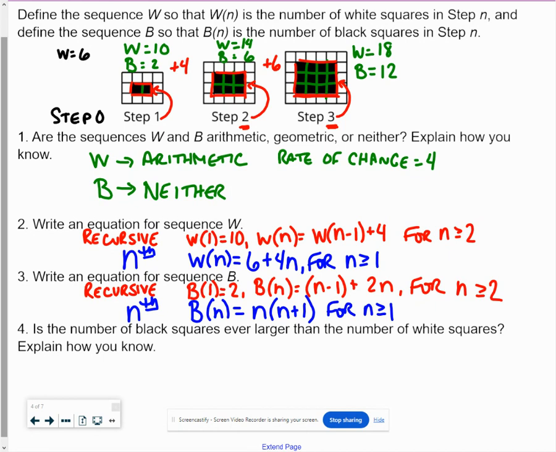Number 4 says, is the number of black squares ever larger than the number of white squares? Well, in these 3 pictures, it's not. But again, this is a multiplication. I know it's not exactly exponential, but I've got n times n plus 1. It's going to be growing pretty quickly. It's not growing at just a constant rate like my white squares were for the arithmetic sequence. So yes, it's absolutely going to. If we would draw out step 4, in fact, that's where it would get bigger. And then every step after that, there's more black squares than white squares.